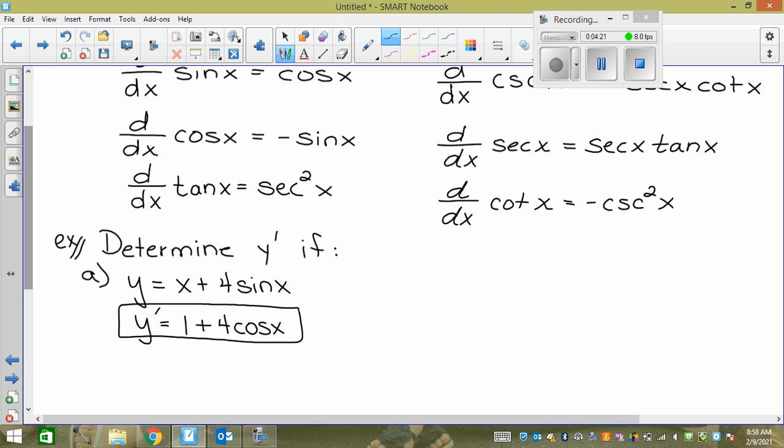Tomorrow we're going to do a chain rule where we're going to actually have like a number in here possibly. Like a 2x or something. We have to do a little bit extra when that happens. But not today.